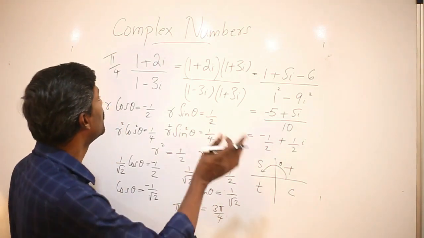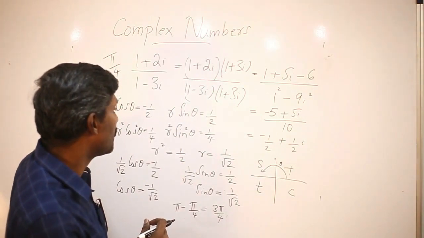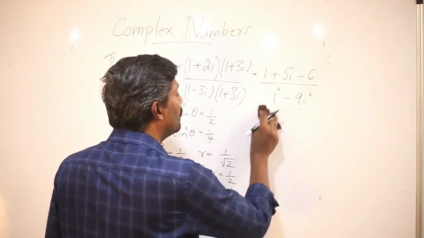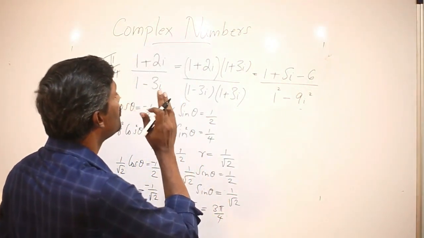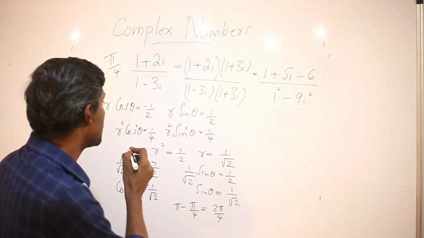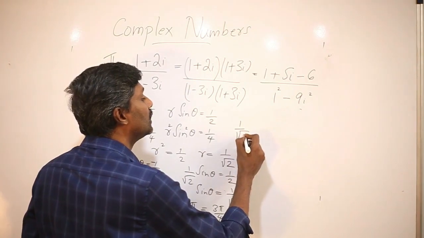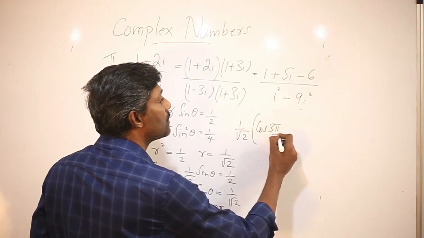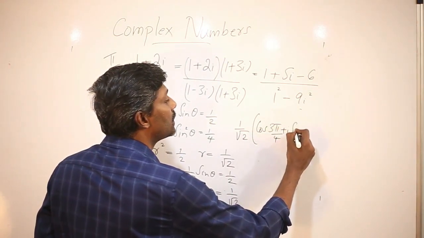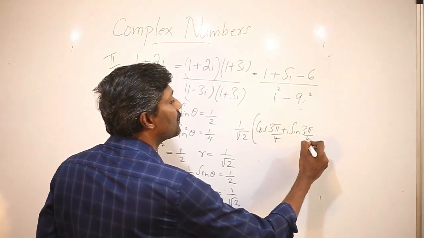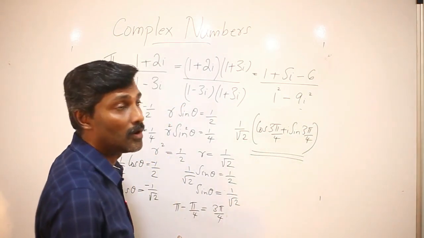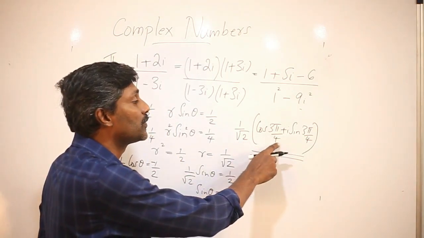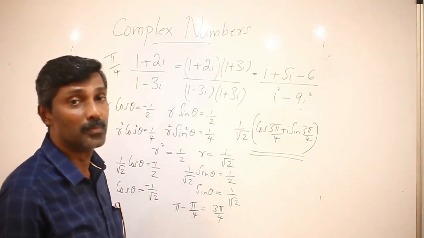Now we substitute this value in the polar form. I will erase this and write it here. Okay, so the polar form of the given complex number is, we got r as 1 by root 2 and we got theta as 3 pi by 4. So it is 1 by root 2 into cos 3 pi by 4 plus i sin 3 pi by 4. So this is the polar form of this particular complex number and the modulus is 1 by root 2 and the argument or the amplitude is 3 pi by 4. I hope it is clear for you.